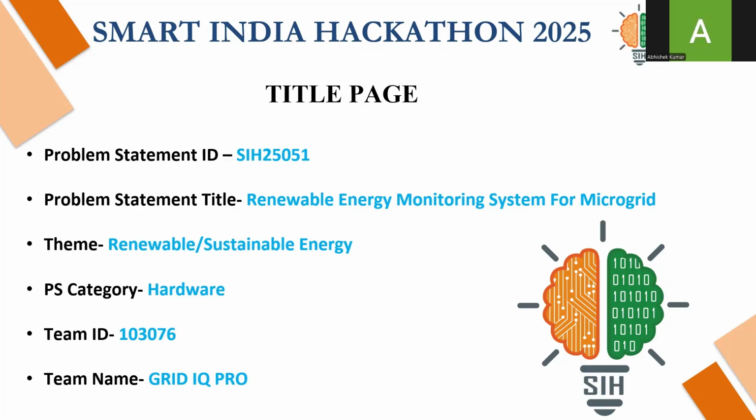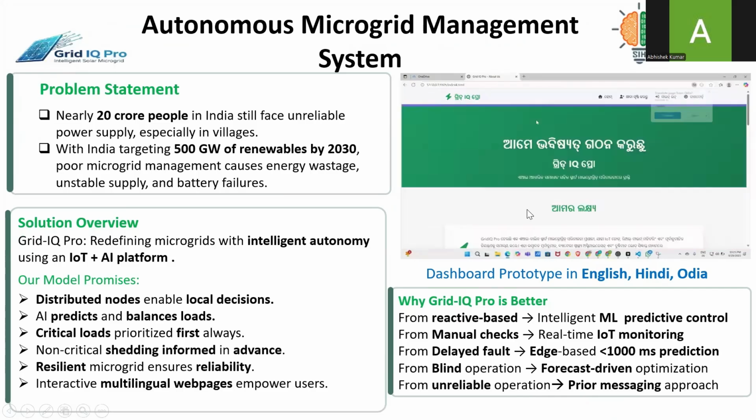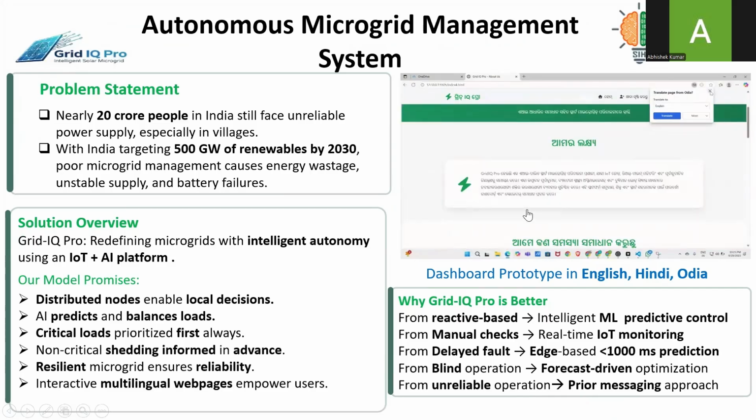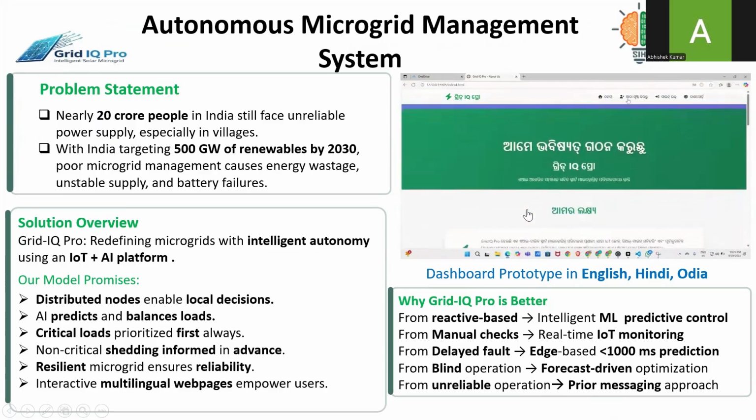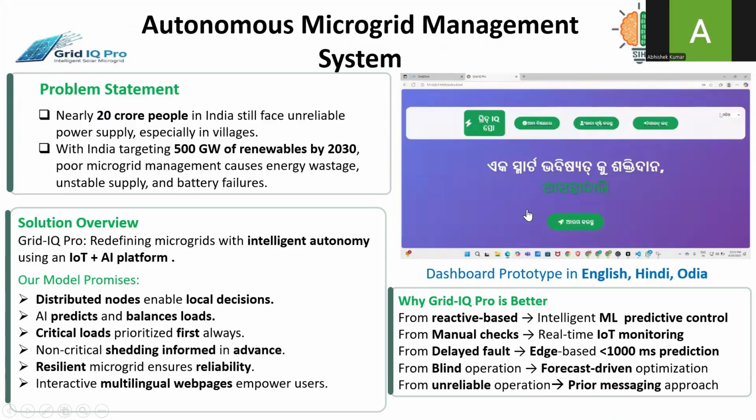So the problem statement which we have chosen is renewable energy monitoring system for microgrid. Microgrid efficiency has decreased in rural places. In order to increase the efficiency, we have provided a solution called Grid IQ Pro.